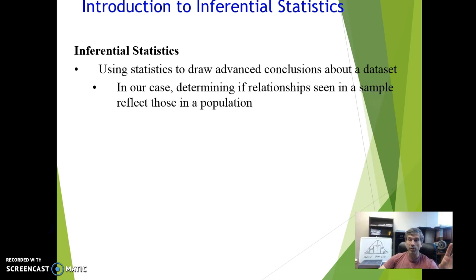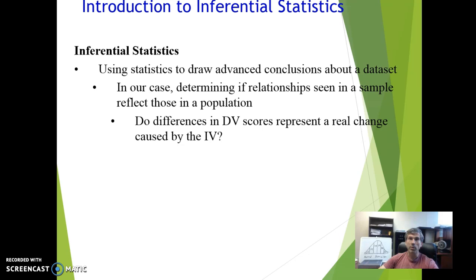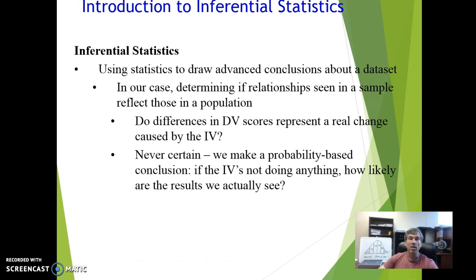So the inferential stats approach we use asks: do the patterns that we see in a sample appear to reflect those in a population? In an experiment or in a quasi-experiment, the key question we're asking is, do differences in DV scores represent a real change caused by the independent variable, the IV, or not? As we mentioned, the big problem is they are almost always going to be at least a little bit different. We need a framework for determining which differences mean something and which ones we can just, again, kind of shrug at. So these conclusions are based on probability.